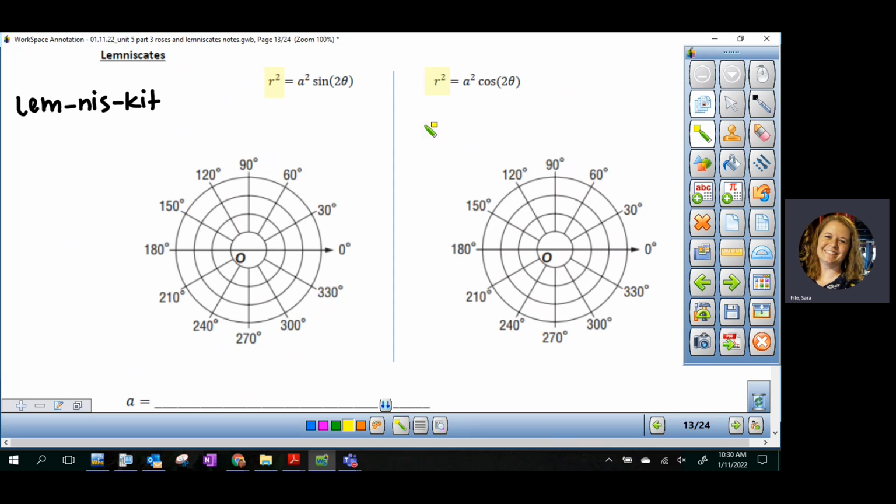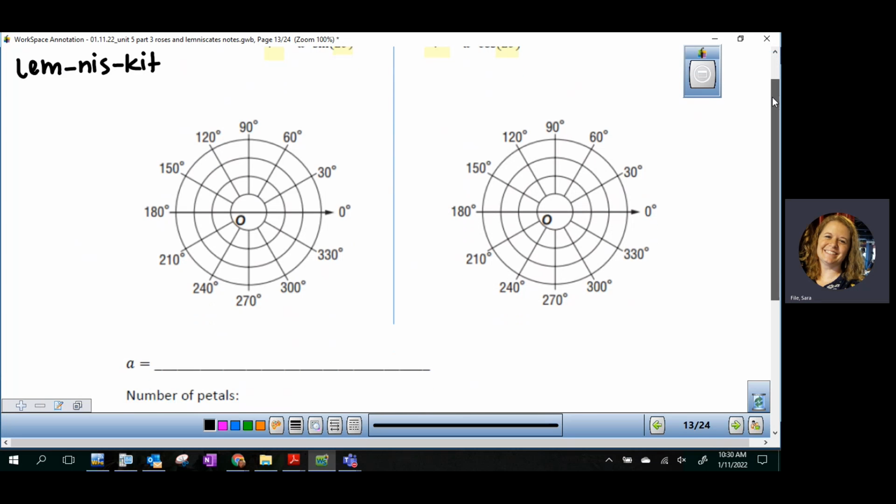Okay, so we're going to know it's a lemniscate because it's going to be R squared. And lemniscates will always have 2 theta in the trig function. Okay, but it's not a rose. It's similar to a rose, but it's not a rose because of that squared. So it's not like the rose where we're going to double to get 4 petals. This is different. We're going to write down the rules about it so you understand.